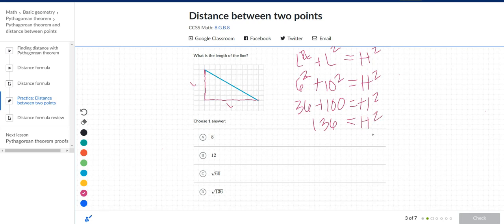Alright, so we're here at our hypotenuse squared, our distance, and this is not our final answer. We have to take the square root so we can get that variable by itself. So now we have h equals the square root of 136.